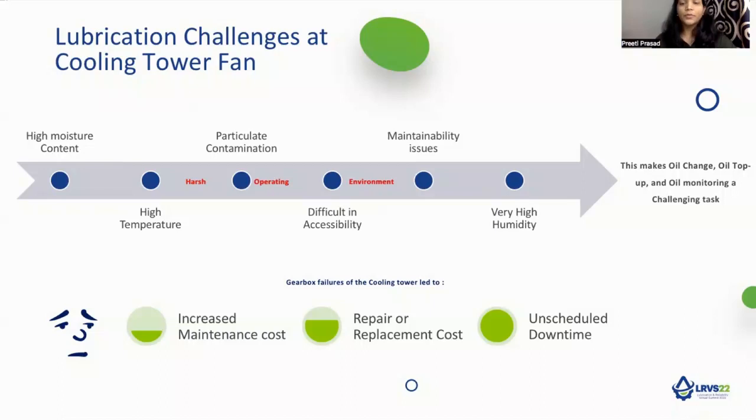All these harsh environments degrade the gear oil, and the processes of lubrication, that is makeup oil, topping up, and monitoring, become challenging, and it leads to the failure of gearboxes. On average, if a gearbox fails or any breakdown happens for 2 days, it can give a downtime cost of around $30,000 to $35,000.